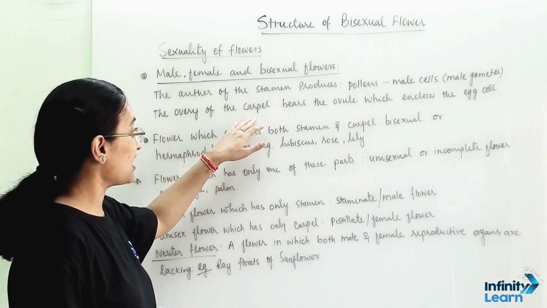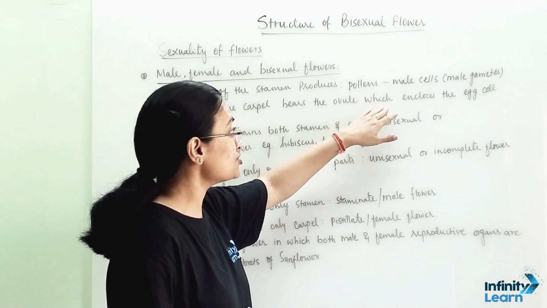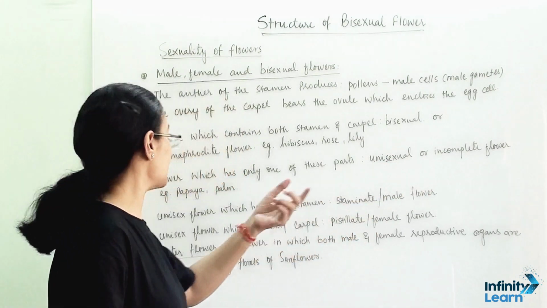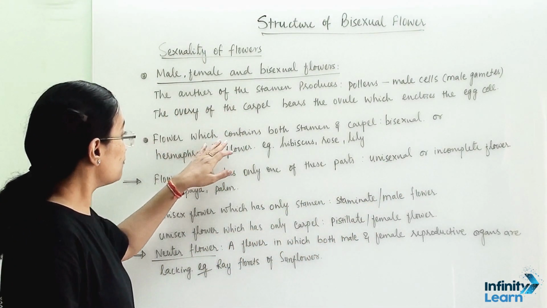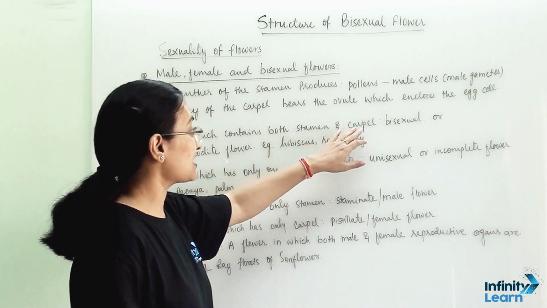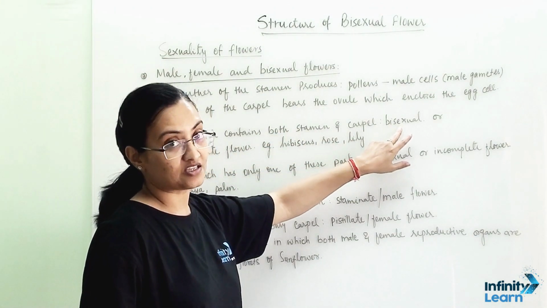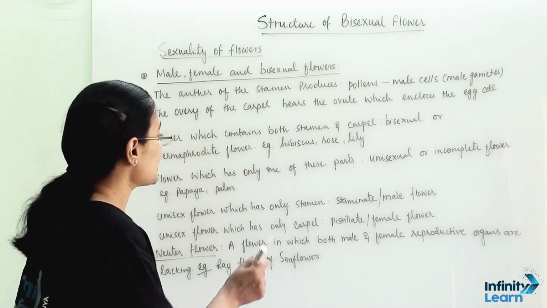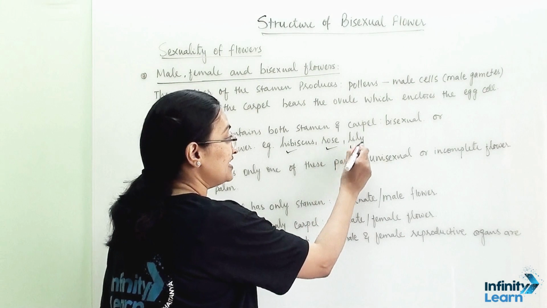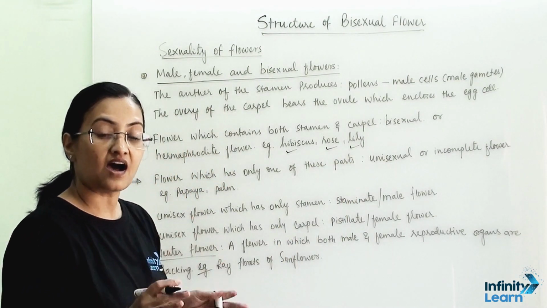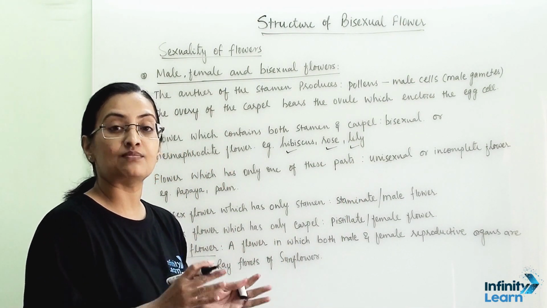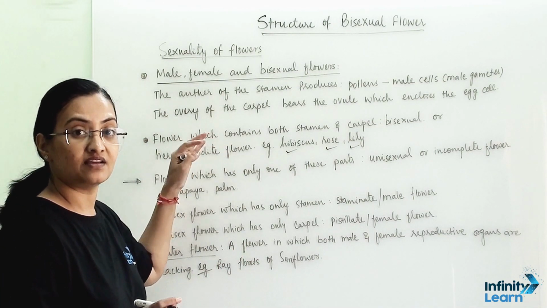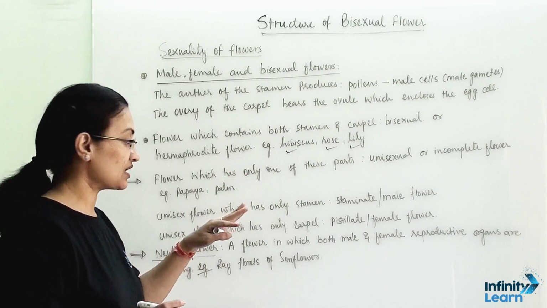Then the ovary of the carpel bears the ovules which enclose the egg cell, and it is also known as the female gamete. A floral part which contains both stamen and carpel is known as a bisexual flower or hermaphrodite. Examples are hibiscus, rose and lily. These flowers have both female gametes and male gametes, so they have stamen and carpel as their reproductive parts.